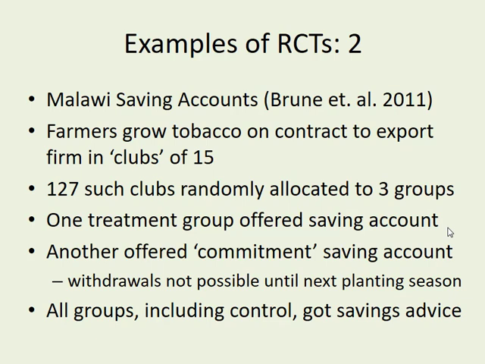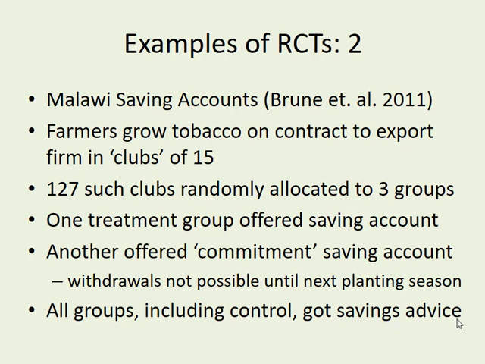The other one is offered what's called a commitment savings account, which means that a savings account is set up for the club, for the group, but any money they put in there, they can't take the money out again until it comes around to the next planting season. And then all the groups, including the control group, otherwise got nothing, but all 3 groups got advice from people on savings. So they all had information about how to save and what saving might help them with.